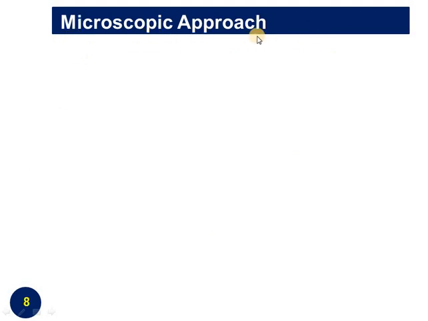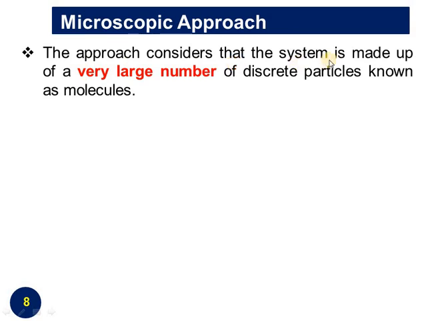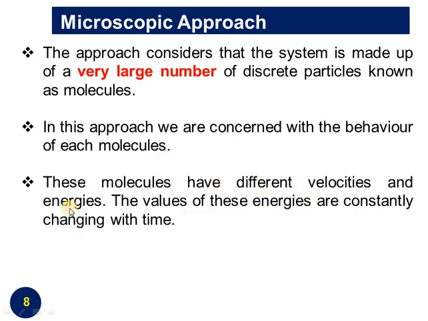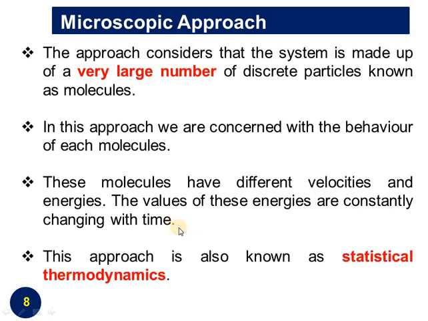Now let's understand this microscopic approach. In this approach we consider that the system is made of a large number of molecules and we are concerned with the behavior of each molecule. So in the study we will take the behavior of each molecule. These molecules have different velocities and energy, and the values of these energies are constantly changing with time. So this type of study is very difficult to do. Since we are doing calculation for each molecule, we have a large number of equations and these equations are solved with the help of statistical techniques. So this approach is also known as statistical thermodynamics.